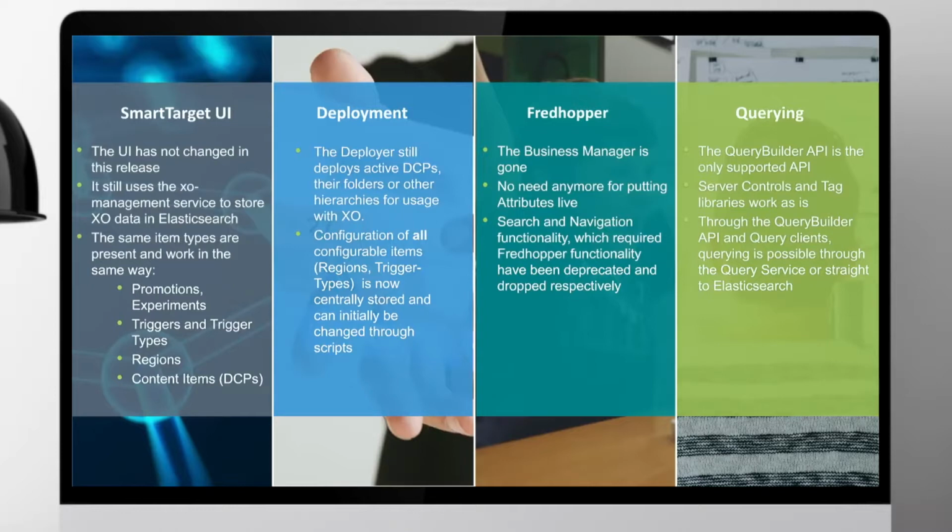And the final bit is that, if you use the official Query Builder API and the new query clients, you can perform XO queries in two different ways. So you can use the query service, which acts as an abstraction, but also as a performance splitter to talk to Elasticsearch. But if you want, you can also use what we call the embedded query client to query straight into Elasticsearch.